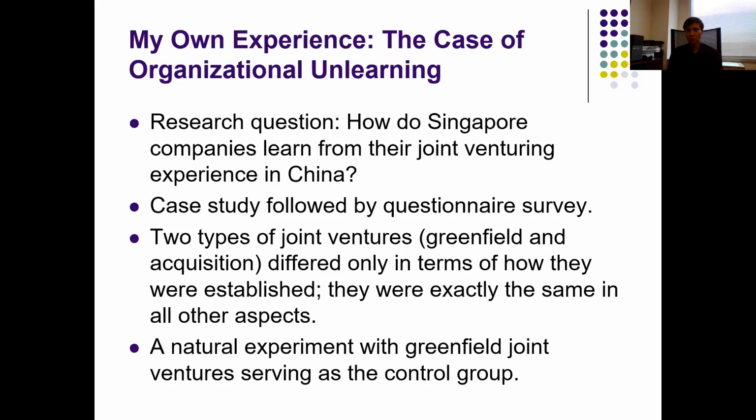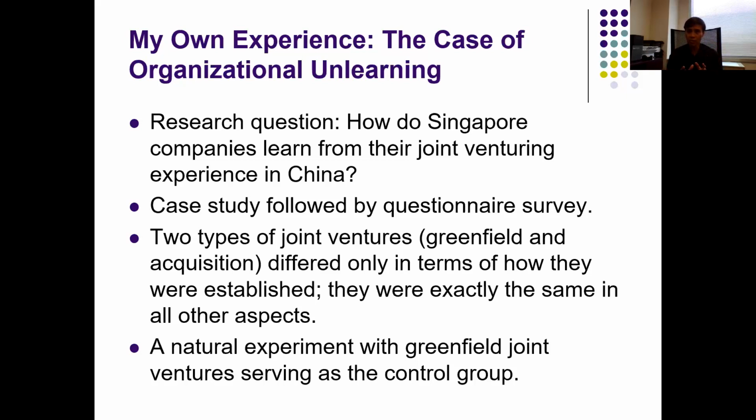Second type of joint venture is acquisition joint venture. That's where the joint venture was based on the state enterprise. That is, they convert the state enterprise into the joint venture. So the state enterprise may be just one factory, then they convert the factory into a joint venture. In this case, the China part contributes the land, the building, some machines, and then the Singapore part will bring the technology, the money, management skills, and so on.